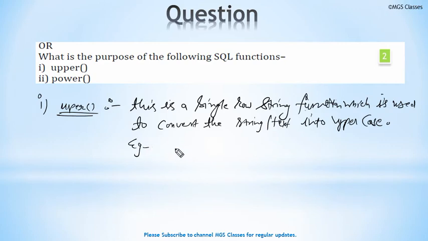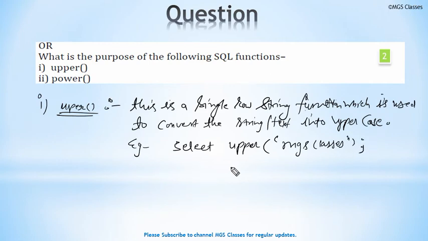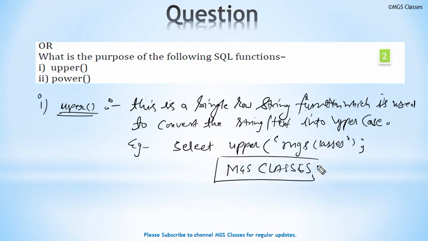For example, select upper, and then you will write, let's suppose, mgs classes in small letters. What will be the output? It will return the output MGS CLASSES, complete in uppercase. That way you can answer.